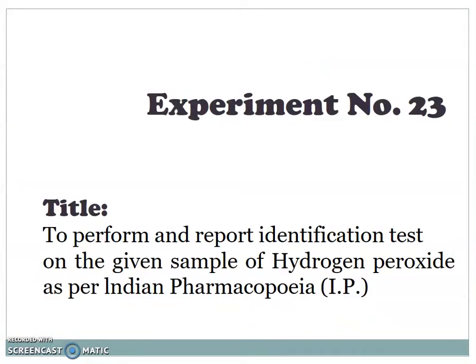Today we are going to deal with identification test. Today's experiment is identification test, experiment number 23. Title of the experiment: to perform and report identification test on given sample of hydrogen peroxide as per Indian Pharmacopoeia.